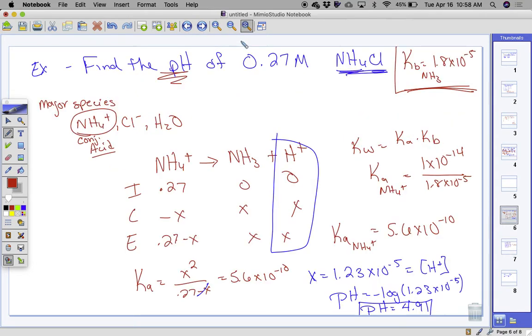All right, going back to our problem. So now, see how we have 1.23 times 10 to the negative 5th? So it should be less than 5. If you can tell me that, you're good. Okay? All right, are we good on salts?